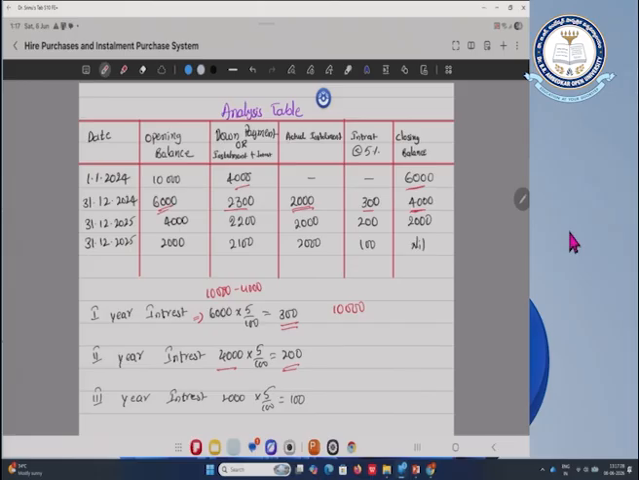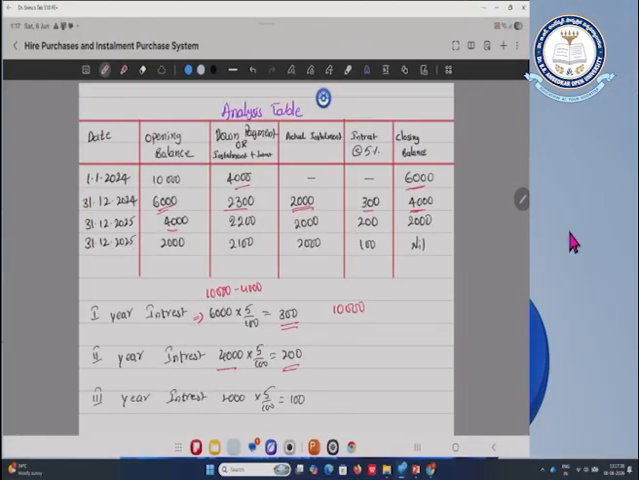In the second year, again we have to pay the interest. On which amount? On 4,000 only. 4,000 at 5% interest, after calculation I got 200 rupees. So, 2,000 rupees actual installment plus 200 rupees interest, total 2,200 rupees, this I have to pay to the hire vendor.